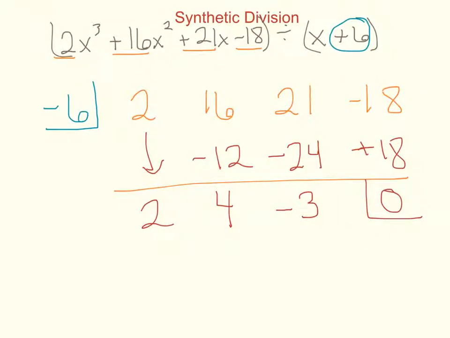So now we just need to write our answer. If you look up here, the highest exponent is a 3. Go 1 down, you're going to start with a 2. So it would be 2x squared plus 4x minus 3.